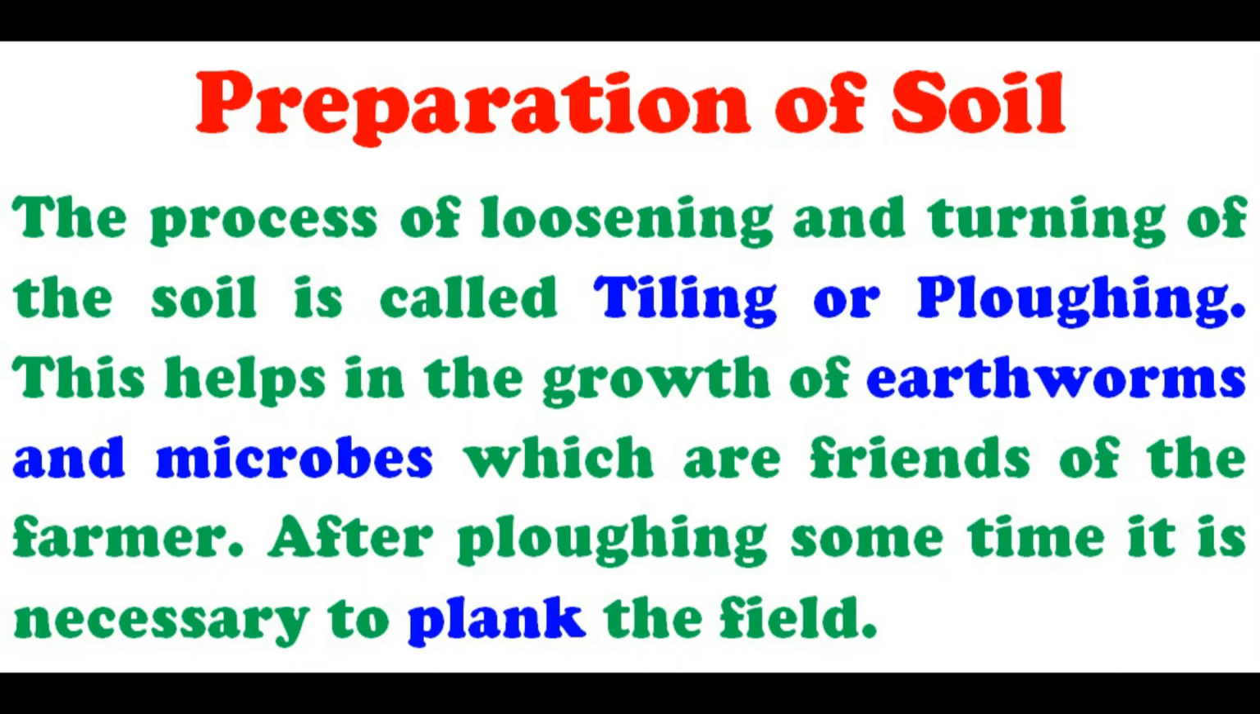The soil must be prepared for proper crop production. The process of loosening and turning of the soil is called tilling or ploughing. How does it help? This helps in the growth of earthworms and microbes, those microbes which are friends of the farmer.